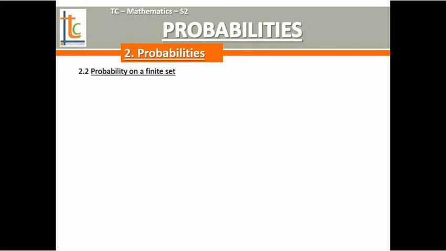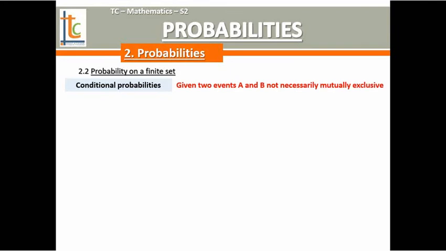Hi everyone, we're going to watch now a video on conditional probabilities that follows the former videos on simple probabilities. So let's see the difference between both. Conditional probabilities consider two events, A and B, that are not necessarily mutually exclusive. That means that they do have an intersection.